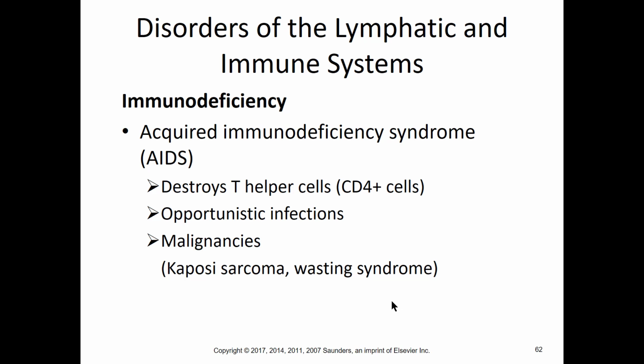It destroys the T helper cells, or CD4 plus cells, and leads to opportunistic infections, which occur when there are no more defenses, guys. What's going to happen with all those bacteria that surround us? They're called opportunistic because they find an opportunity to come and infect you. That's why they're called opportunistic infections, and we'll see those in a minute. What else could invade the body when you have low immunity? Pretty much anything. Malignancies, Kaposi sarcoma, wasting syndrome.